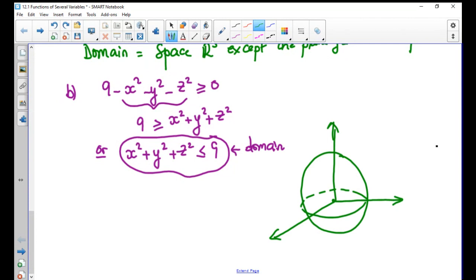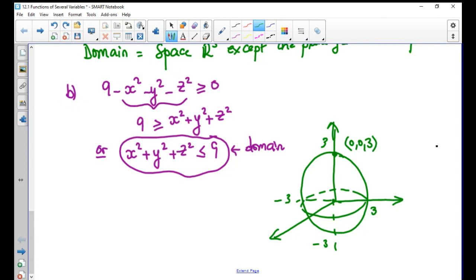Every point inside the sphere will have coordinates between -3 and 3 like this. So inside is less than or equal to 9, outside is greater than or equal to, and exactly on the sphere is exactly 9. If you take a point on the sphere, like this one, 0, 0, 3, then x squared plus y squared plus z squared is exactly equal to 9.